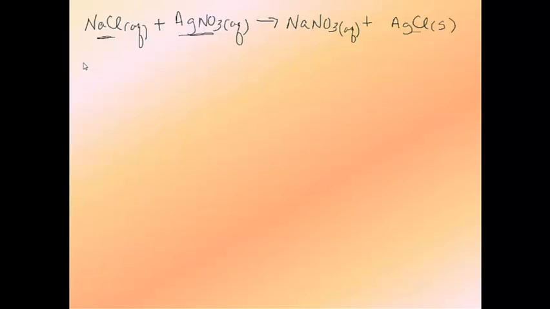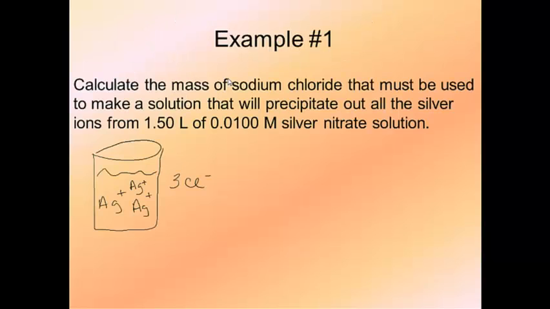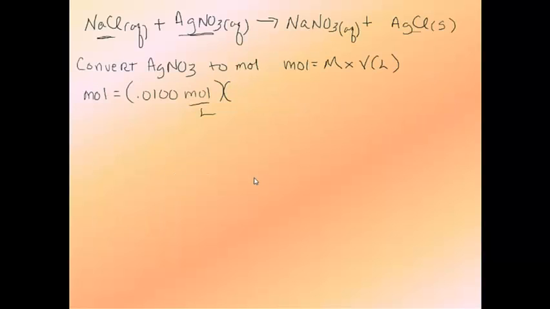So this is just a stoichiometry. So the first thing I'm going to do is convert the silver nitrate to moles. And moles is equal to molarity times volume in liters. This one I'm going to do in liters. So I have molarity of 0.0100, and I have 1.5 liters.